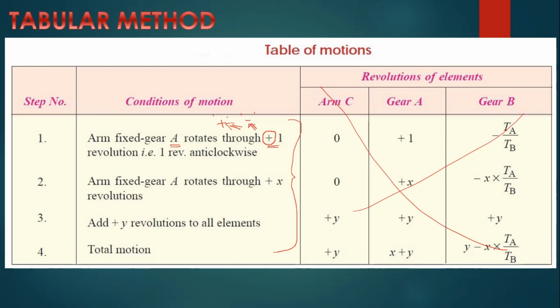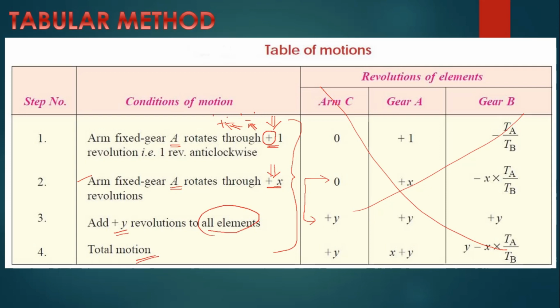First we have to write these 4 conditions. Arm is fixed and gear A rotates through plus 1 revolution. So, we assume the speed of gear A is plus 1 initially. Then the second condition, instead of plus 1 revolution, we assume plus x revolution. So, arm is fixed and gear A rotates through plus x revolution. We have to assume x. Then in order to form the equation, we have to add plus y revolution to all the elements, right. Then the final one is total. We have to add these 2 steps, step 2 and step 3.